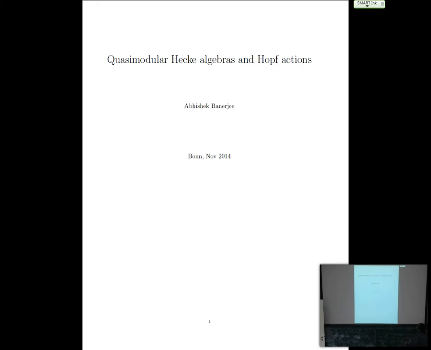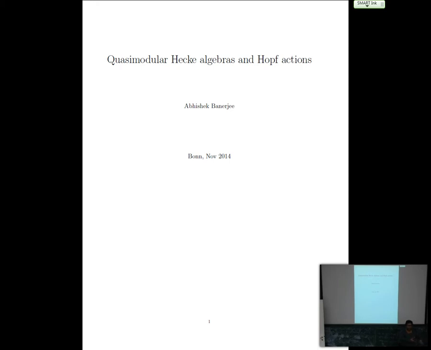My work is on quasi-modular Hecke algebras, and we'll see that when we use quasi-modular forms, we get essentially two kinds of operators. We again have Hopf algebra actions, but with two kinds of operators. A quasi-modular form has, as we will see, two parts: a modular part, and a G2 part that's coming from the Eisenstein series. So we'll have two kinds of operators.